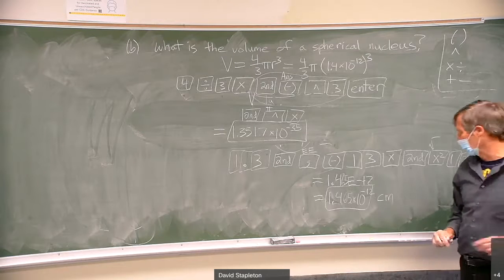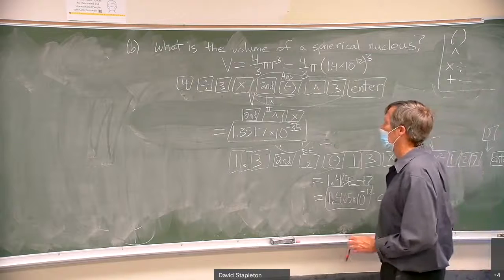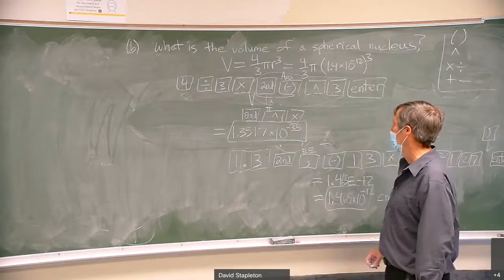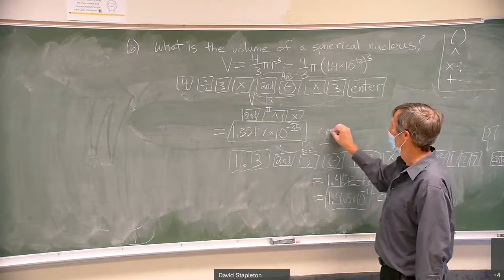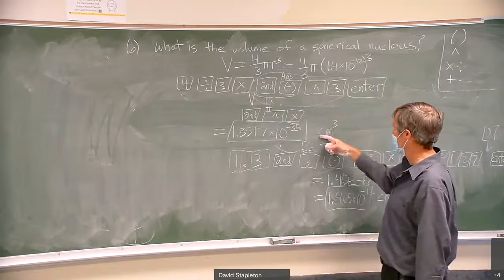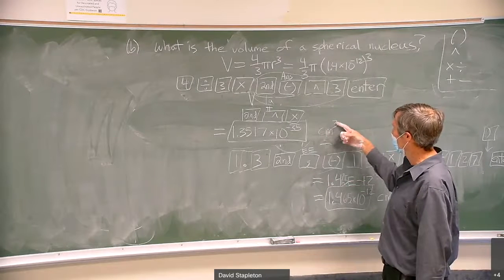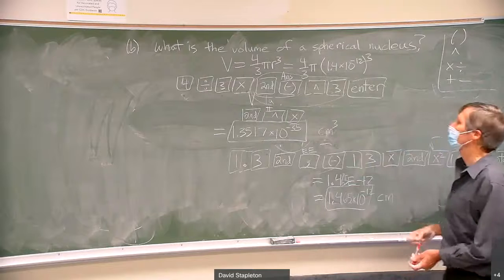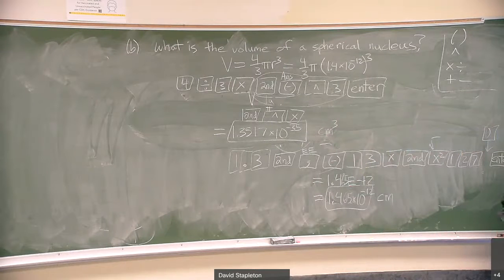And now this is the volume, so what are the units on this one? Cubic centimeters, right? It's length times width times height is the volume. So it's centimeters times centimeters times centimeters, cubic centimeters, right? There's that one. Now the last part of number 8.